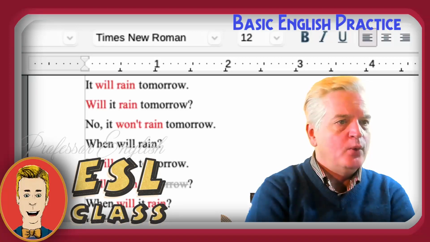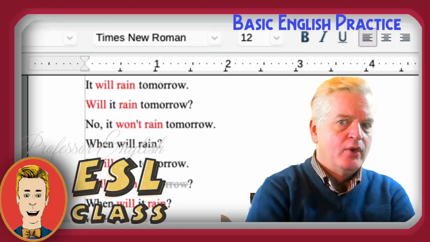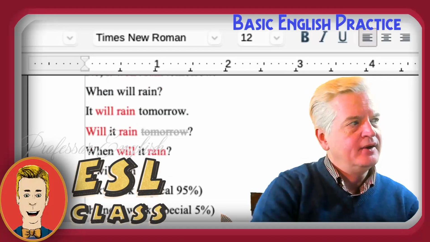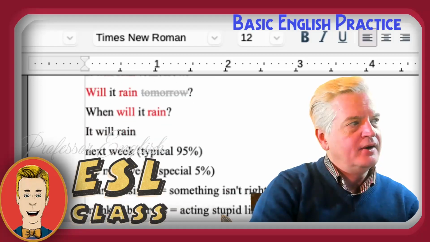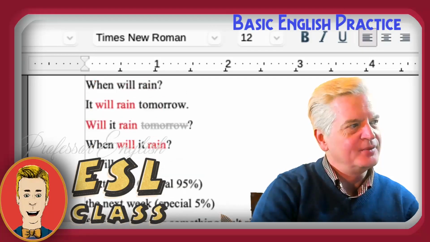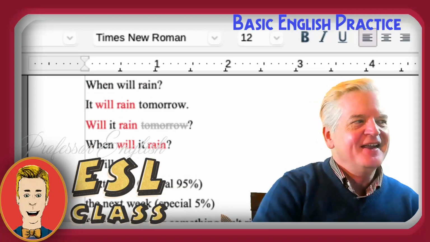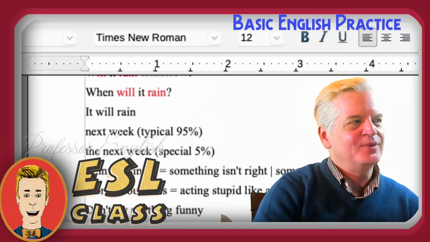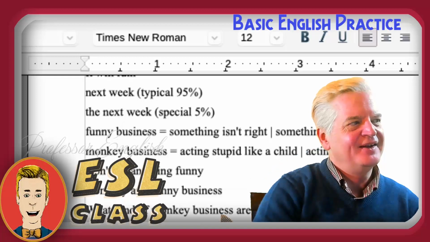Let's make a "when" question. When will it? When'll it rain? Oh, I put tomorrow for some reason. Let's say next week. It'll rain next week.